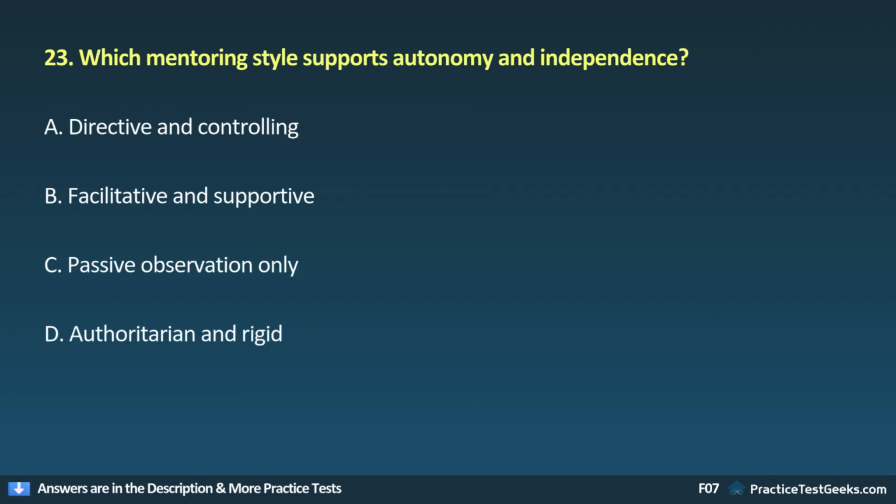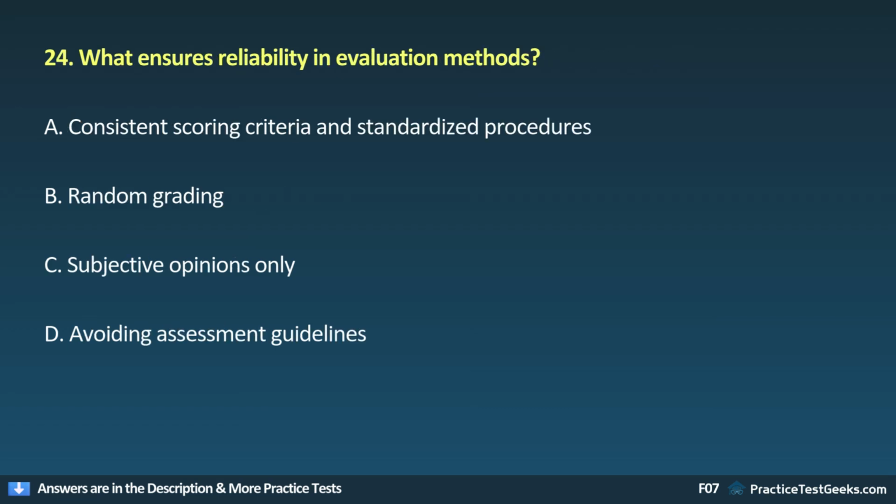23. Which mentoring style supports autonomy and independence? A. Directive and controlling. B. Facilitative and supportive. C. Passive observation only. D. Authoritarian and rigid.